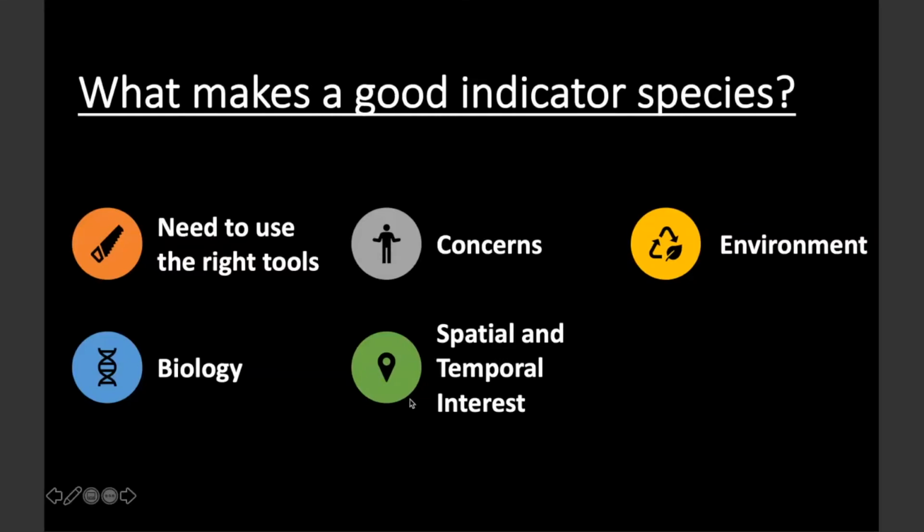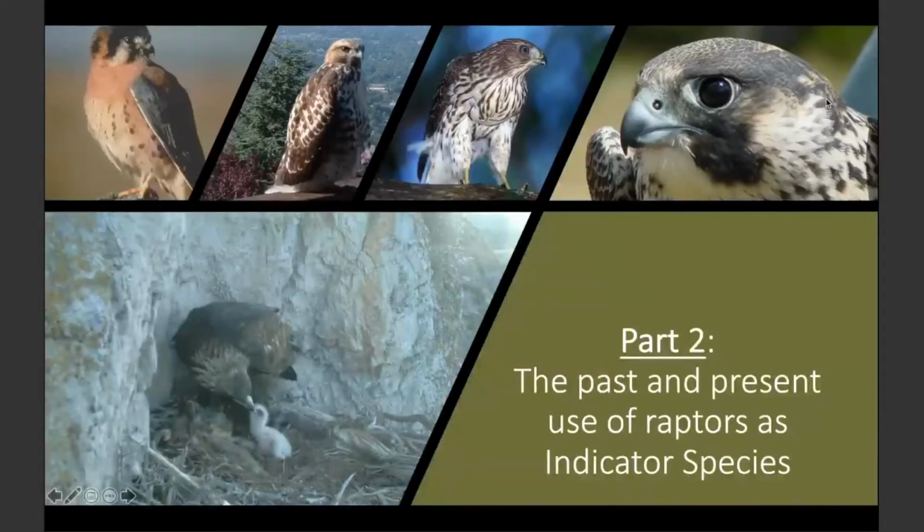So these are all things you need to consider when you're deciding on indicator species, and it will be very helpful. So that's the end of part one, what an indicator species is. Does anybody have any questions at this point? All right, we'll keep going.